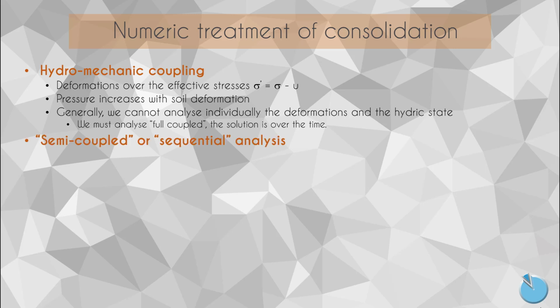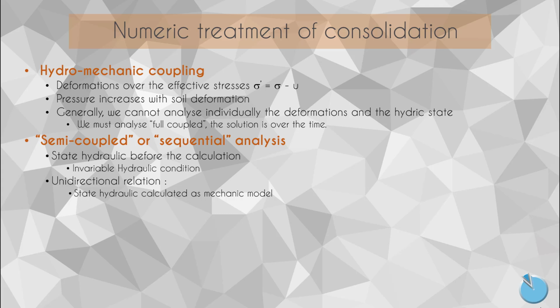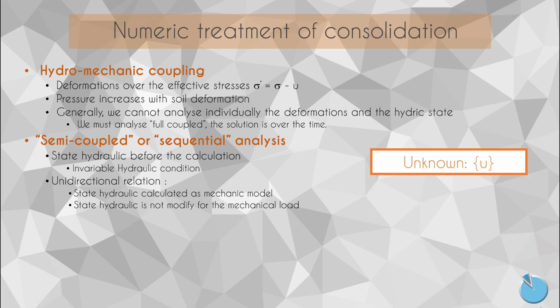On the other hand, in some particular cases, we can carry out semi-coupled or sequential analyses. This type of analysis will consider the hydraulic state separately. It can be established at long term if we suppose that the water skeleton is assumed not to change. In this case, it is assumed that the initial hydraulic conditions are constant. This means that we have a unidirectional relationship. We can report the original hydraulic analysis into the mechanical model. But this hydraulic condition cannot be altered by the soil deformation. In this analysis, the unknown parameter is the displacement field.